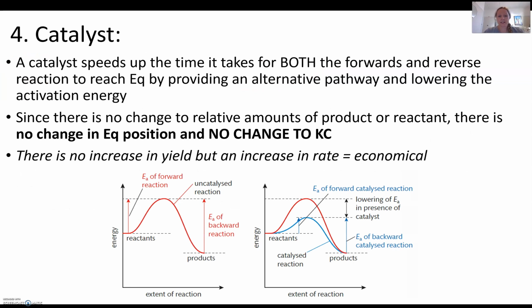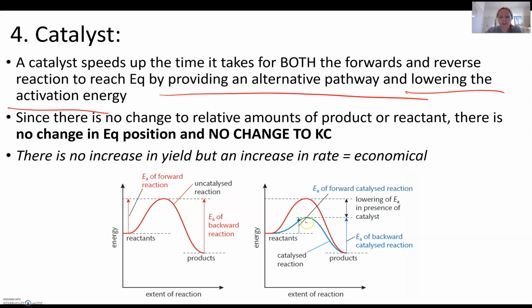Final thing is a catalyst. Now, we already know this, but a catalyst is something that speeds up a reaction by lowering the activation energy by providing an alternative pathway. It's that rote learnt sentence that you have to regurgitate.